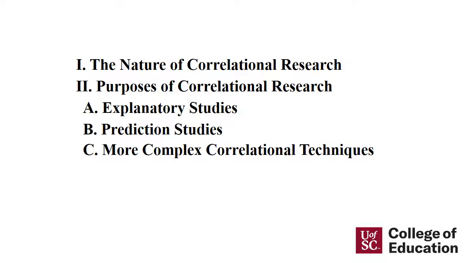2. Purposes of correlational research. Correlational studies are carried out either to help explain important human behaviors or to predict likely outcomes. A. Explanatory studies. A major purpose of correlational research is to clarify people's understanding of important phenomena by identifying relationships among variables. B. Prediction studies.